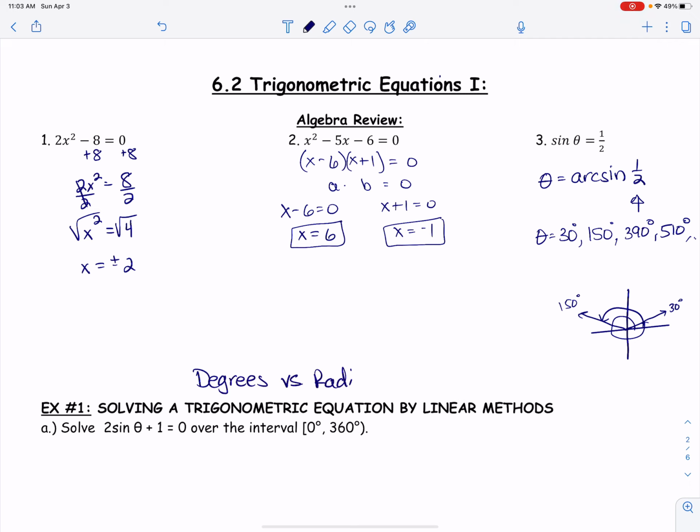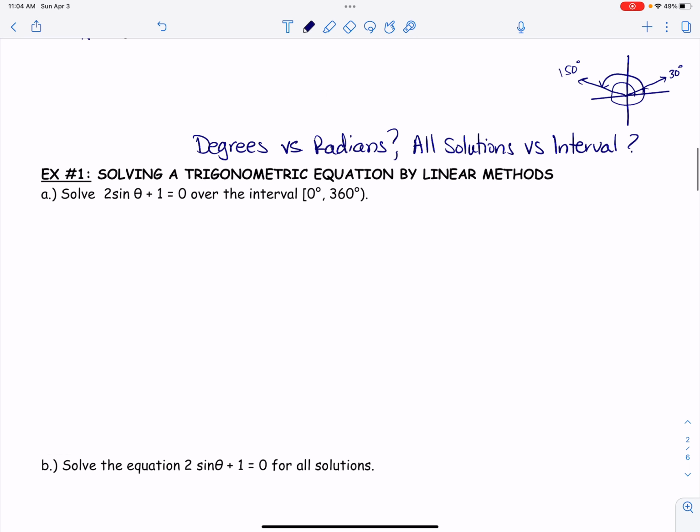Right, that's going to change how you answer, if you're going to answer in degrees versus radians. And then they'll also have to tell you if they want all solutions, all possible in the known universe, versus an interval. And they might just tell you a range to look in. So let me show you what both of those look like. Same equation that we're going to solve in A and in B.